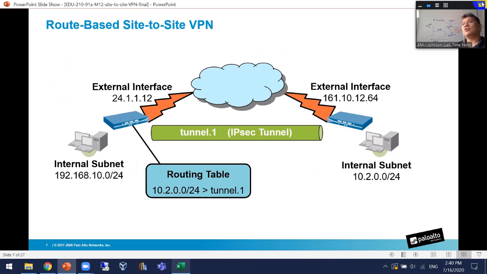So this is your route base. Your route is decided. Okay. Your route will decide the tunnel. So you see, I'm 192.168.10.0. I'm going to 10.2.0.0. 10.2.0.0 has to go through tunnel 1. So the route will decide the tunnel. Okay.